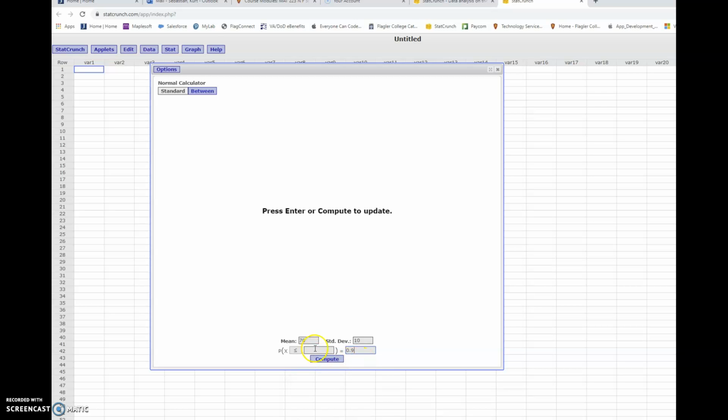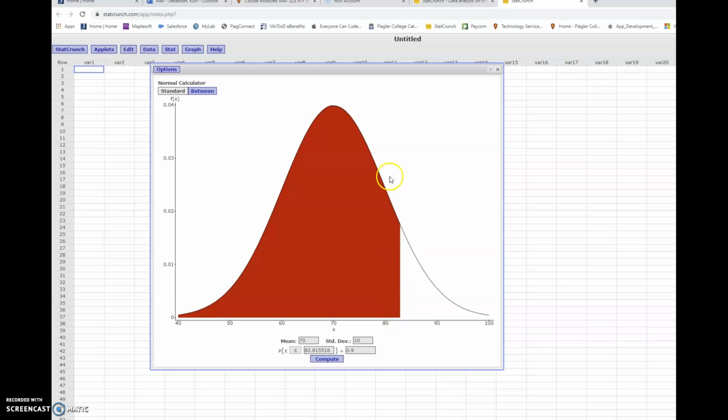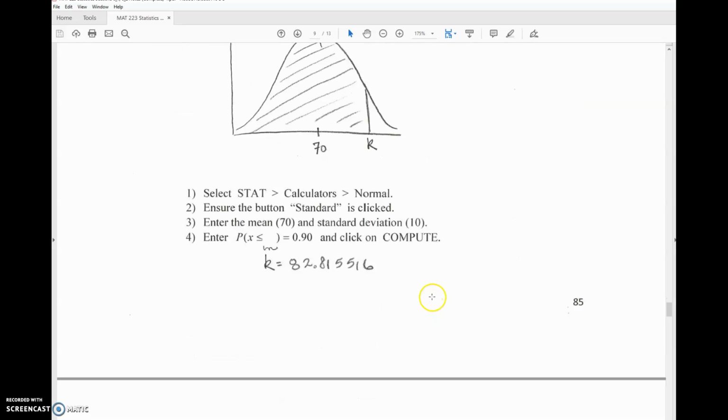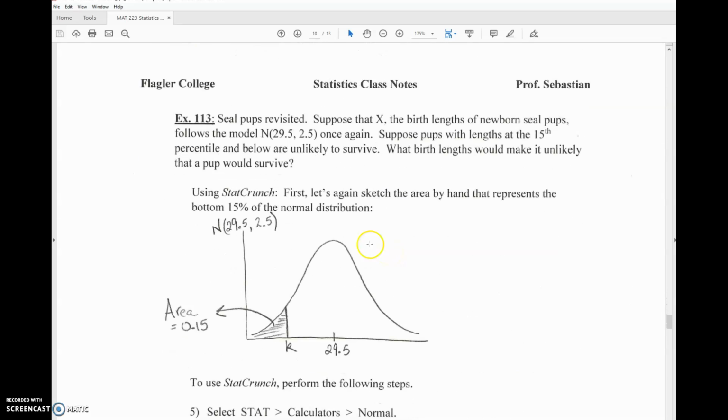And when I hit compute now, the k is going to show up right here, and I'm going to match my picture to the one that StatCrunch gives me to make sure I thought about it correctly. So it looks very similar to what I put in my picture. So the k value right here is this guy. This is what I'm looking for, 82.815516. That's the k. That's the value of the random variable x, so that the probability that x is less than or equal to that value is 0.9. If you go back, I put that right in here. I wrote it as 82.815516, the whole thing.